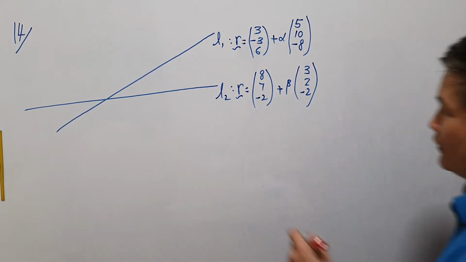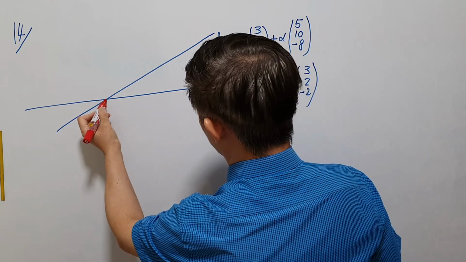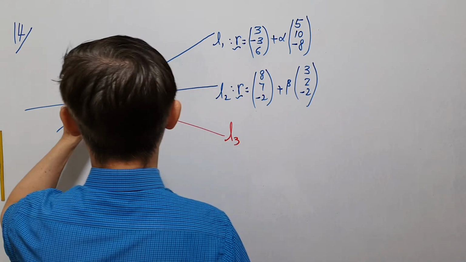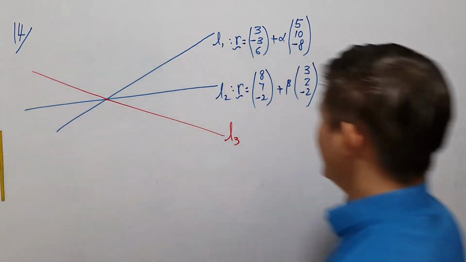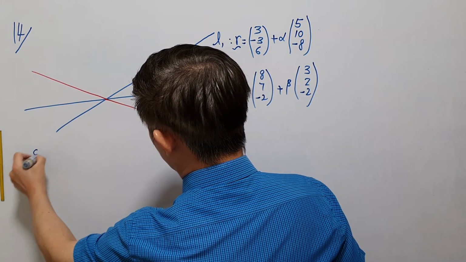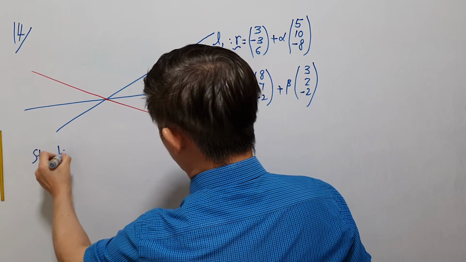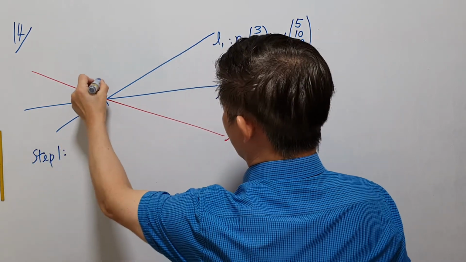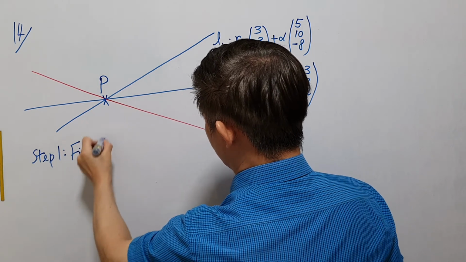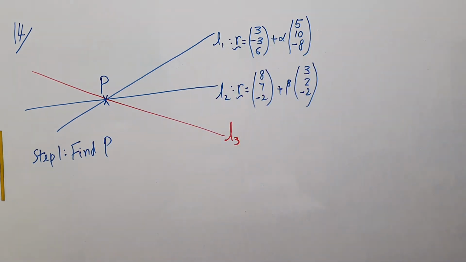a third line L3. So my L3 will be a line that's like this. Our aim in this question is actually to find the line L3. So the steps that I'm going to do are like this. In step one of my working, I want to find this point first. I call this point P. Find the point P. This is my first step, okay? I want to find the point P.